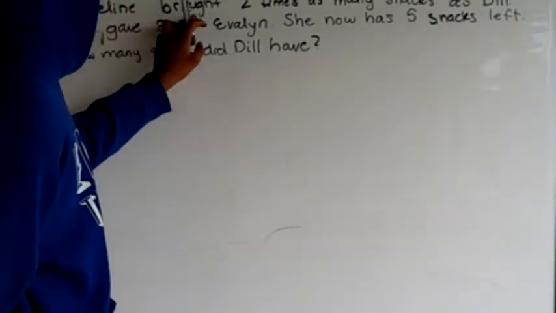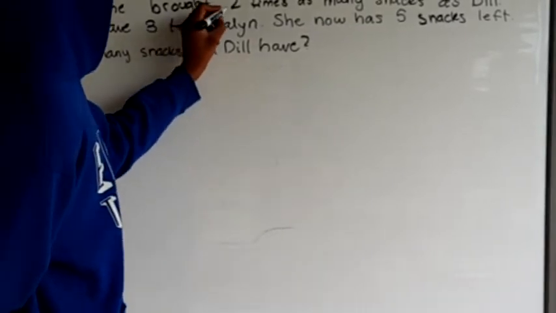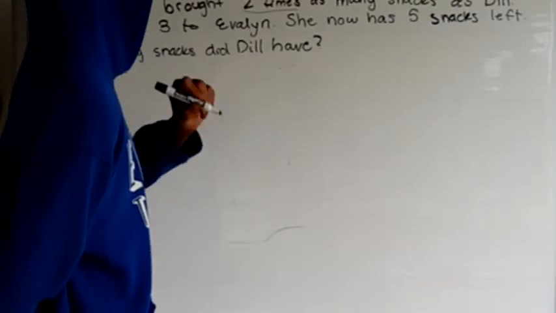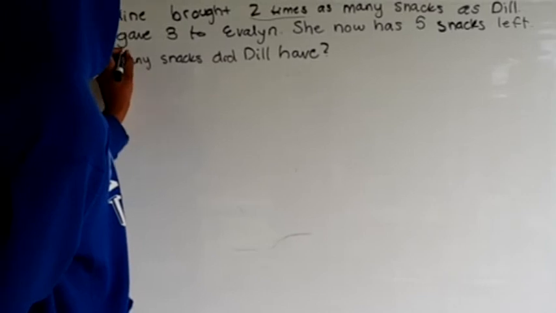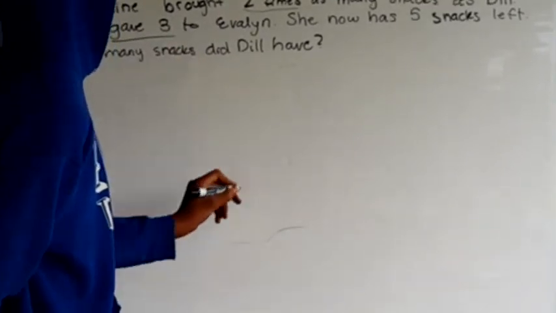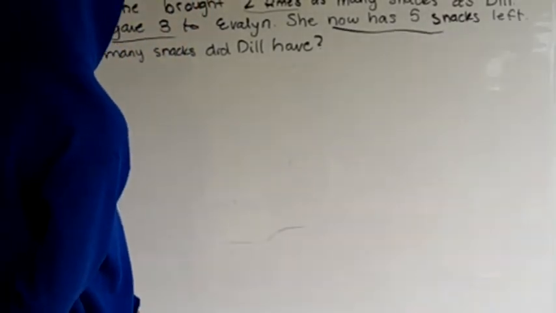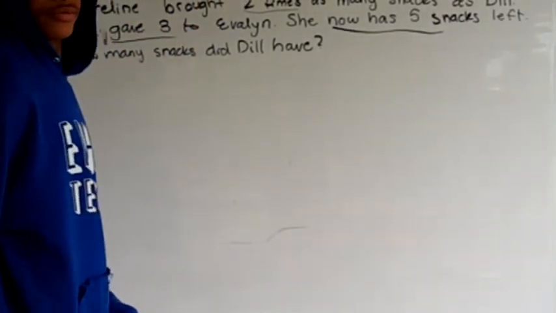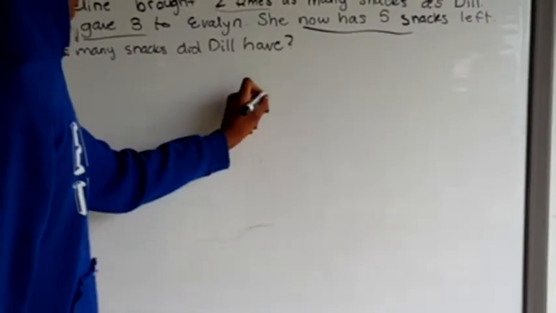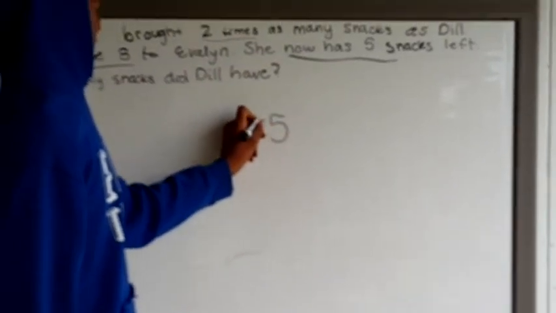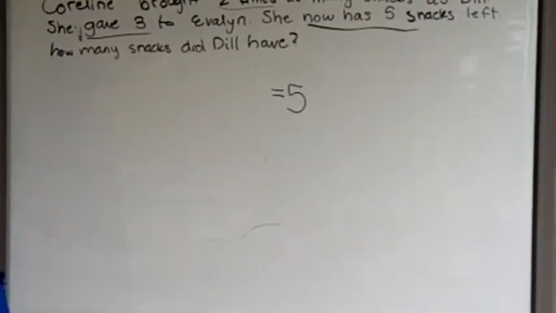Easy. Coraline brought 2 times as many snacks as Dill. She gave 3 to Evelyn. That's fine. How many snacks does Dill have? Fine. Well, we know she was left with 5.